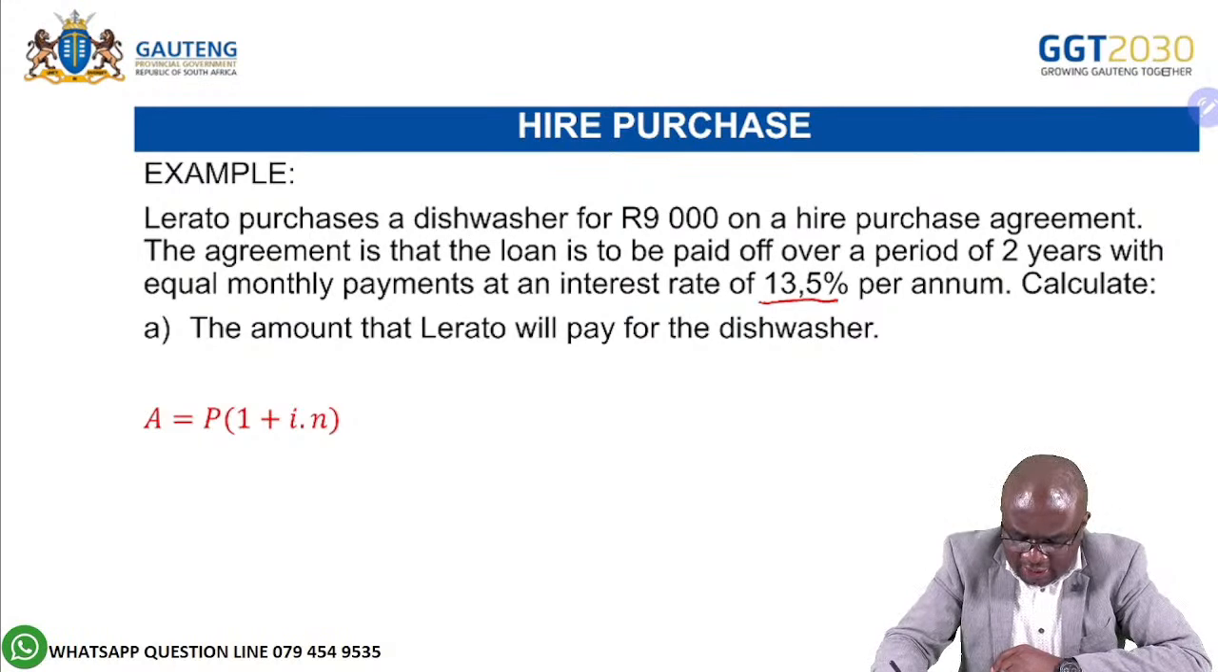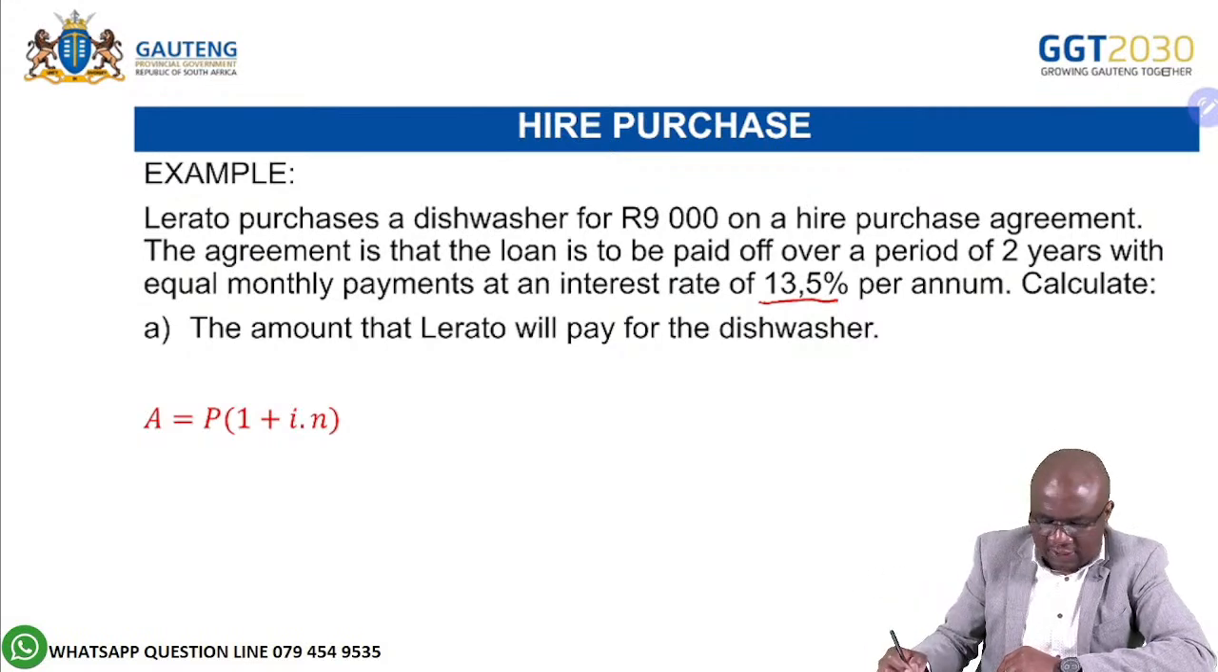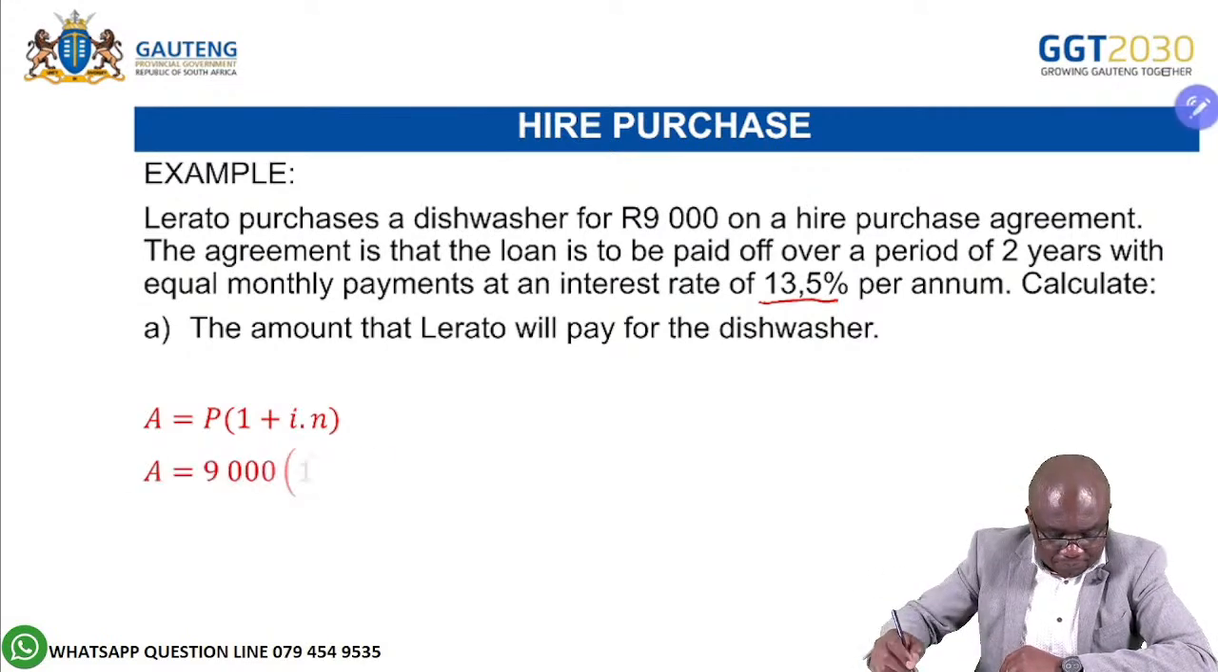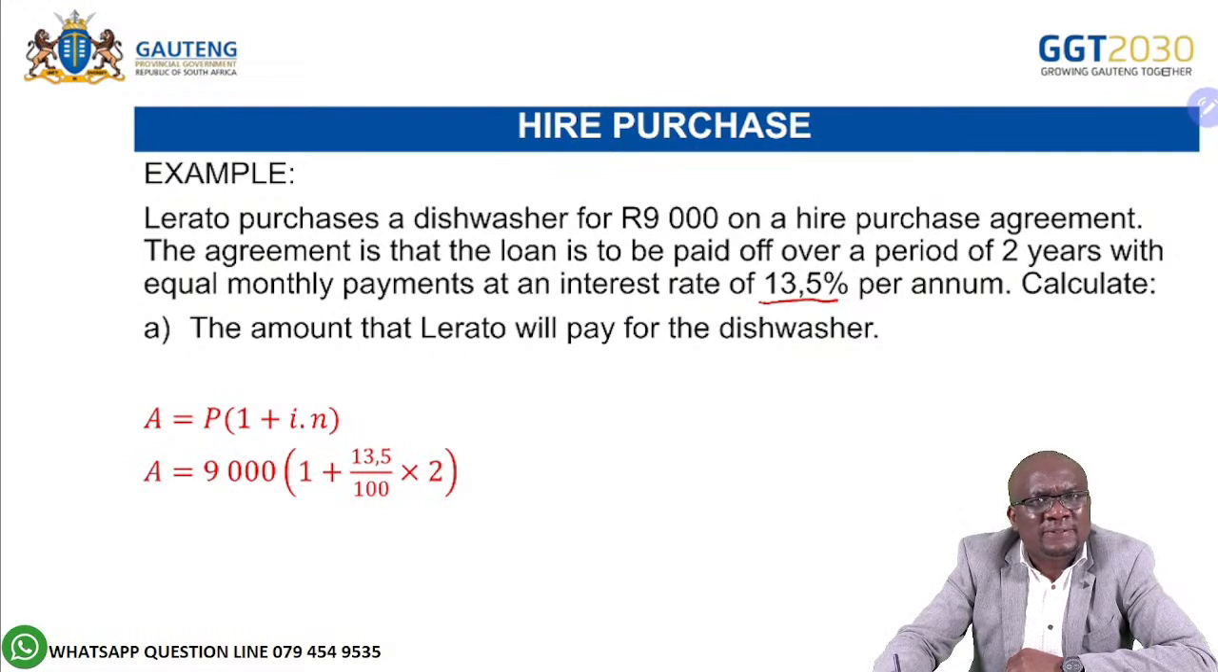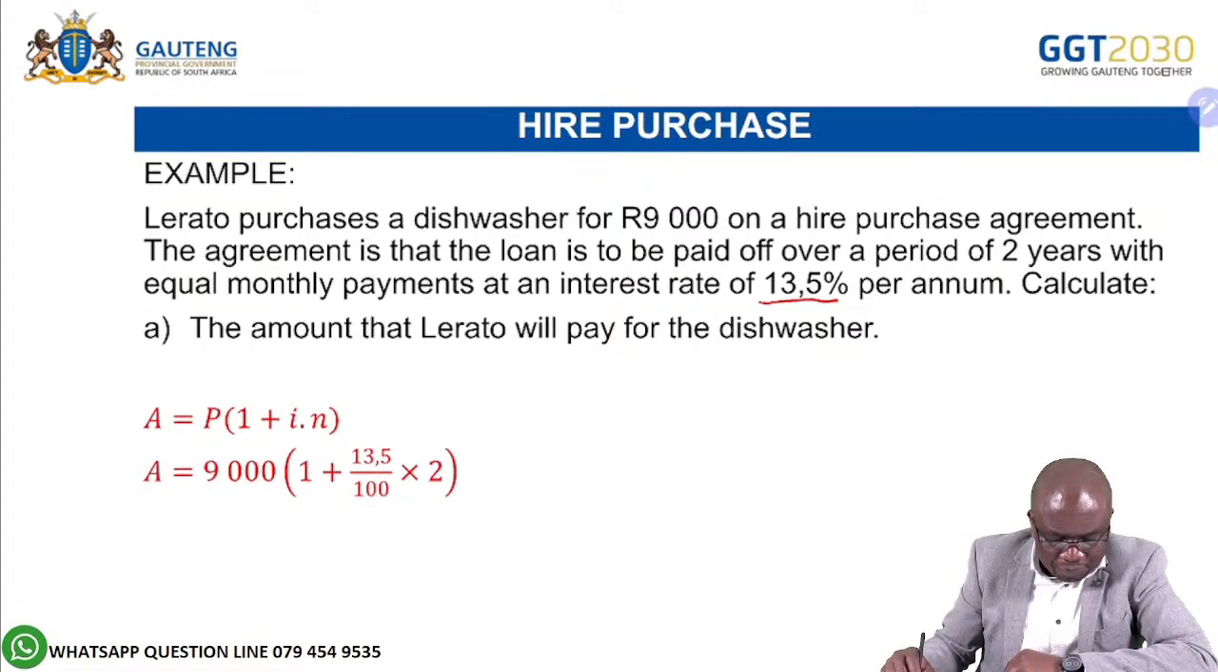And then N is 2 years. Okay, so it means compounded annually, so it's going to be 2 times in those 2 years. And then we substitute, we have that. You see that? And then those who manage to be ahead of me are now marking your work, okay? And then put in the calculator.